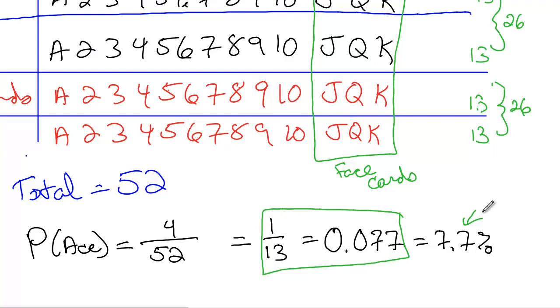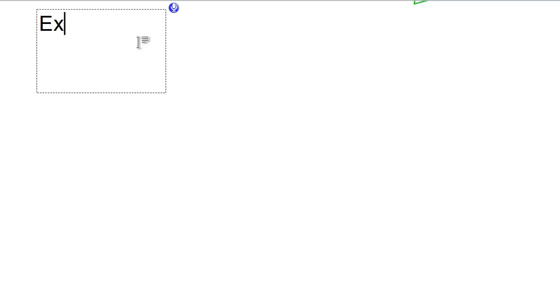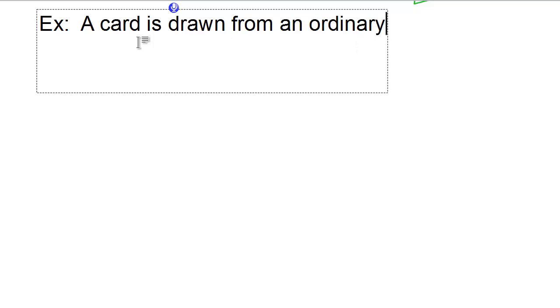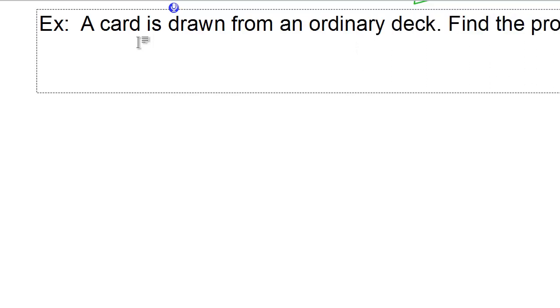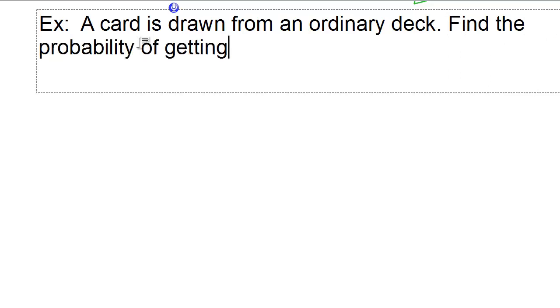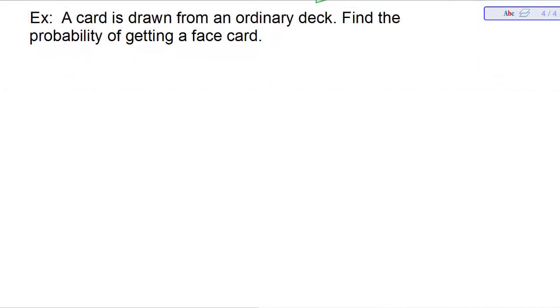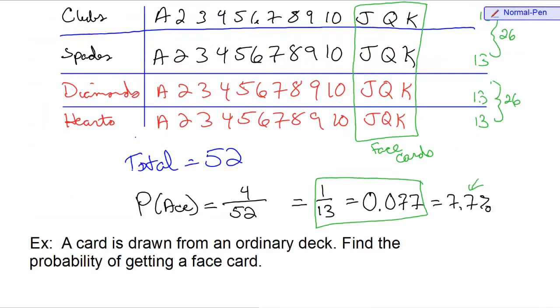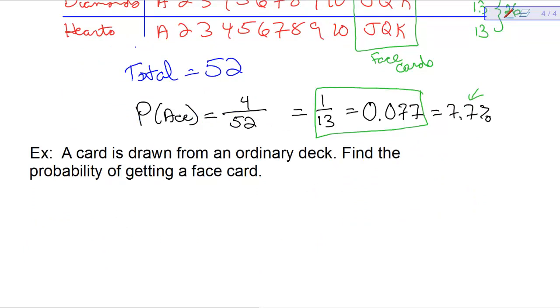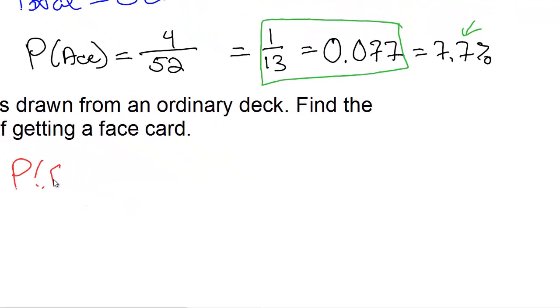Okay, so let's look at another example. Similar to this, now that we know the basics of our cards, and see what we can do. Let's see here. If I say a card is drawn from an ordinary deck, find the probability of getting a face card. Well, if you recall, I told you that, let's look back up here, Jack, Queen, and King are considered face cards. So whenever I go to solve this, I'm first going to write the notation correctly, probability of a face card.